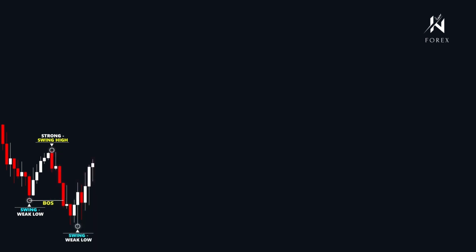Instead of continuing down, price breaks above the previous strong high. That gives us a change of character. Because of that break, the weak low now becomes a strong low. The trend has flipped. We've moved from bearish to bullish.